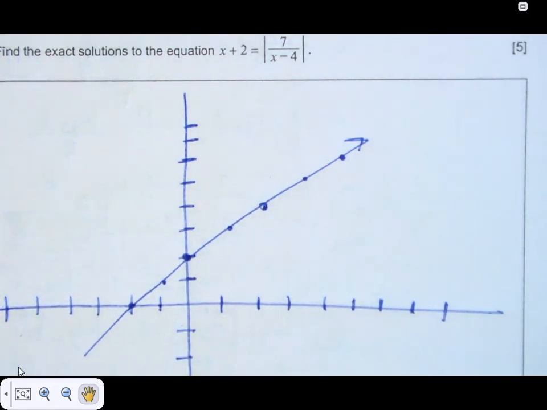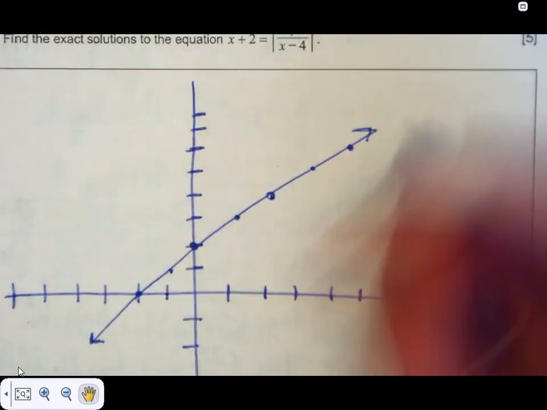A good rule of thumb is if you're drawing a graph, if it has any intercepts, you should show the intercepts. If it has a max or min, you should show that. But we've shown the intercepts. This is a line. I think we've got that covered.